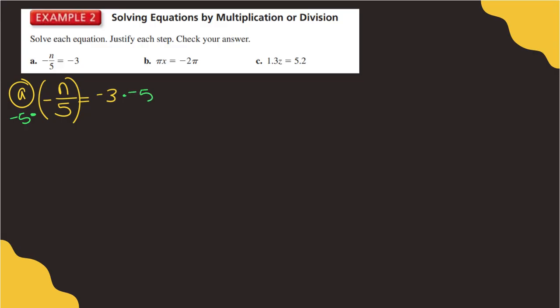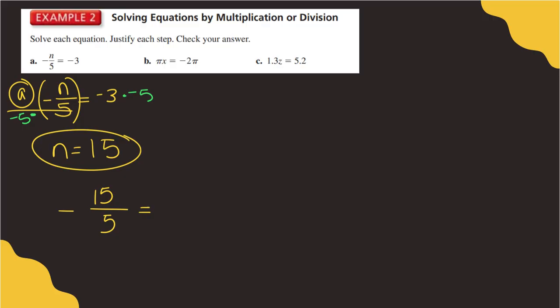Okay. So now these cancel out and we're left with n equals negative 3 times negative 5, which gives us positive 15 once we simplify. That's our answer. Let's check it. All we have to do is substitute where n is, which is 15 over 5 with the negative here, equals negative 3. 15 divided by 5, we bring down a negative, gives us negative 3. Negative 3 gives us negative 3. And that is our check answer.